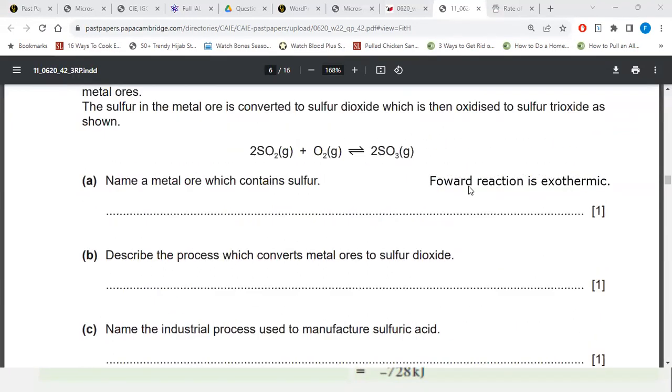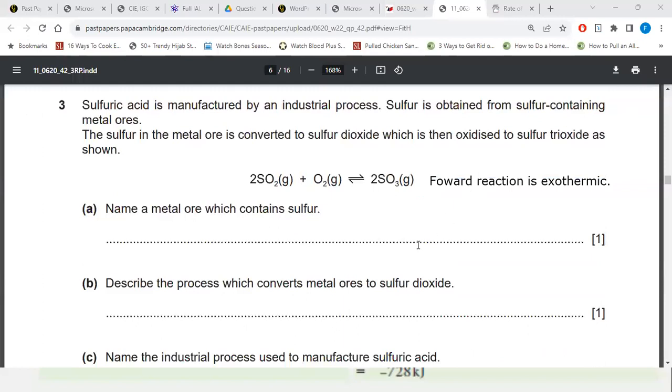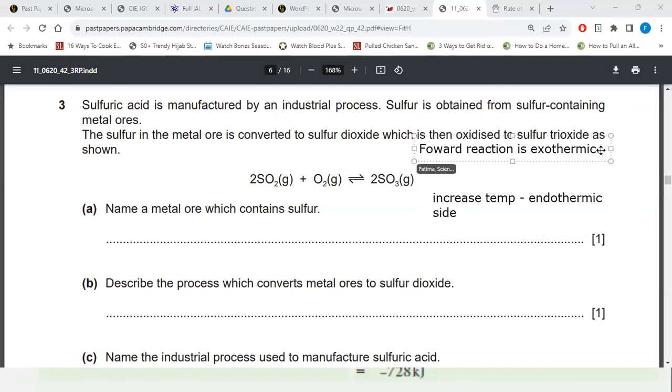So when we increase the temperature, where does the reaction go? What have we studied? It's going to go to the endothermic side. So if we increase the temperature, it goes to the endothermic side. That means the reaction will absorb heat. Now, if the forward reaction is exothermic, what do you think the backward reaction is? Endothermic. So the forward reaction is exothermic, which means that the backward reaction is endothermic.